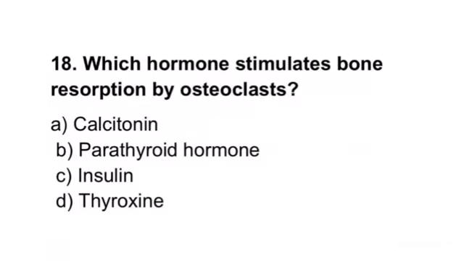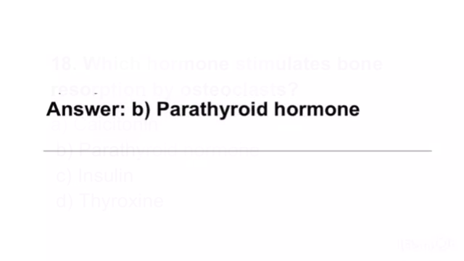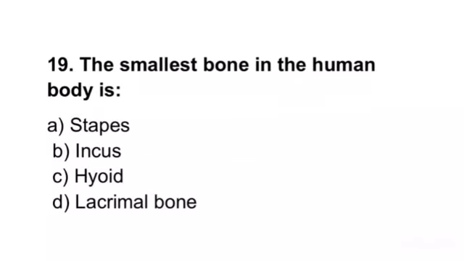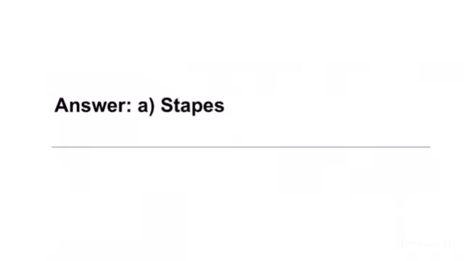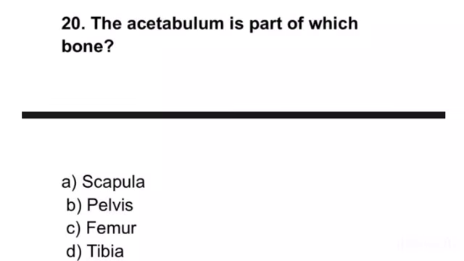18. Which hormone stimulates bone resorption by osteoclasts? A. Calcitonin. B. Parathyroid hormone. C. Insulin. D. Thyroxine. Answer: B. Parathyroid hormone. 19. The smallest bone in the human body is A. Stapes. B. Incus. C. Hyoid. D. Lacrimal bone. Answer: A. Stapes.